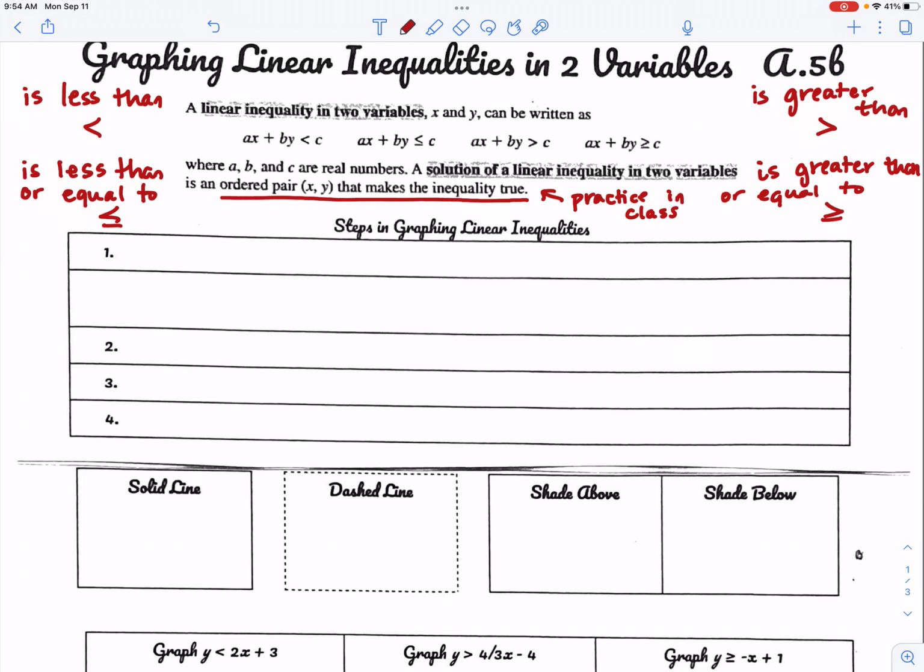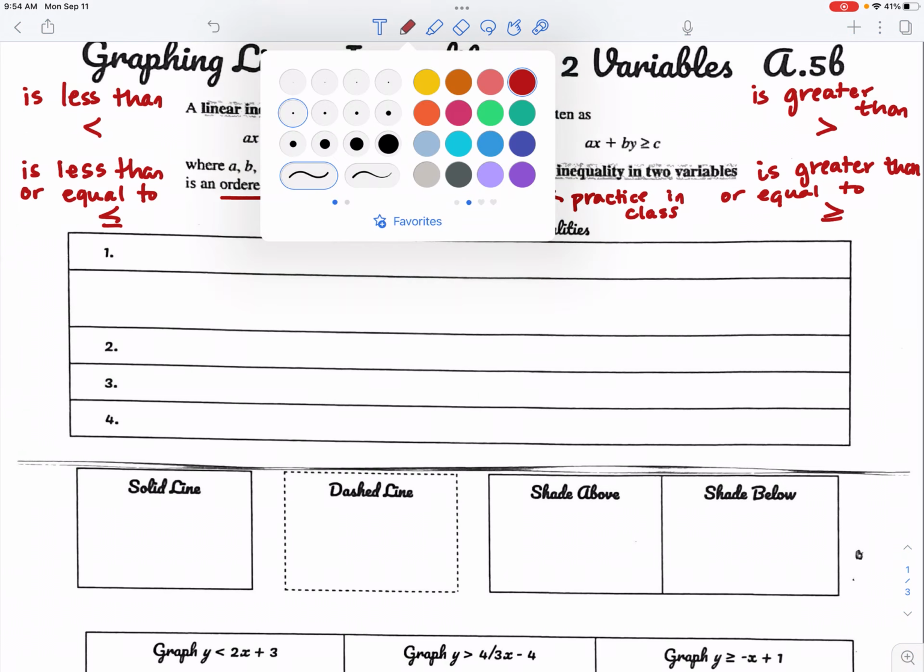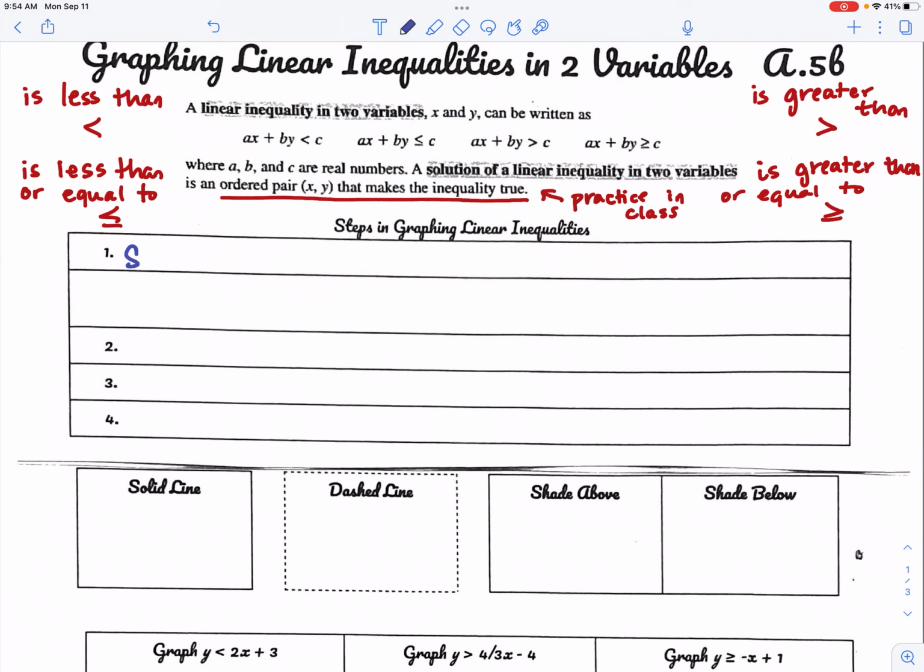So what we're looking for here is to be able to graph this like we normally do in slope-intercept form. In order to do this, we're going to follow these steps. First step, we're going to solve for y. So we want to put this in slope-intercept form, y equals mx plus b.